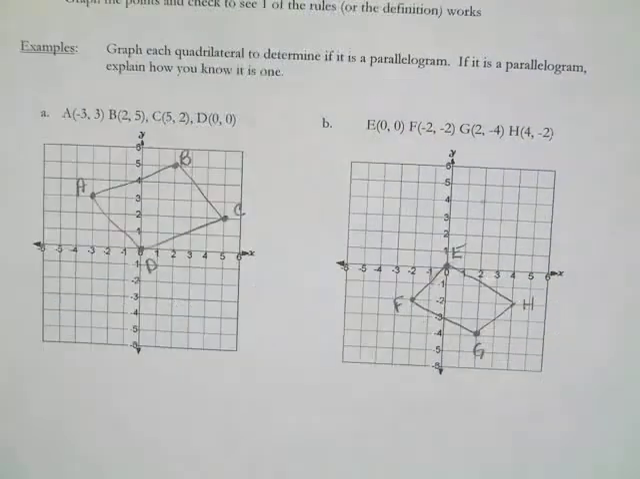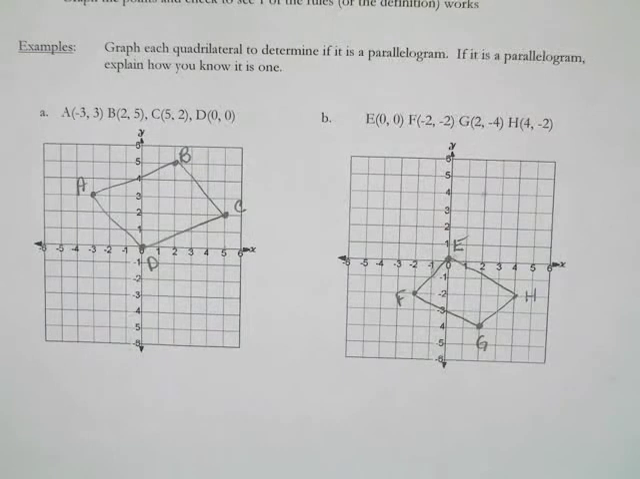So here's both of them graphed. I went ahead and connected the dots, and I went around the shape so I would make a quadrilateral. You need to double check these to make sure they're right. If your points are not in the right spot, then you need to pause the video and fix them.